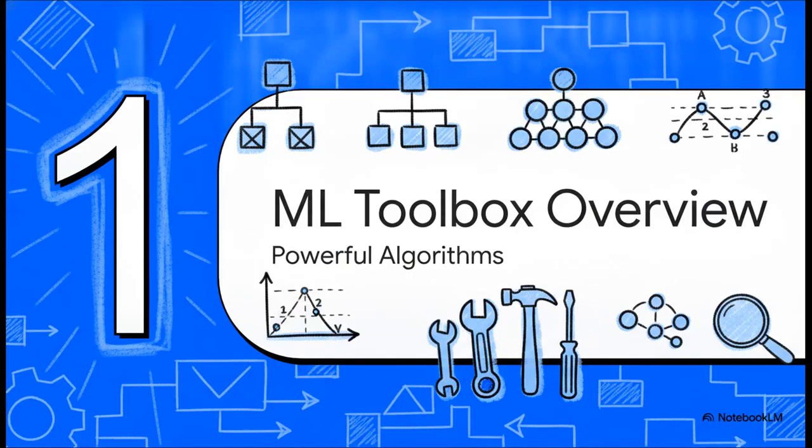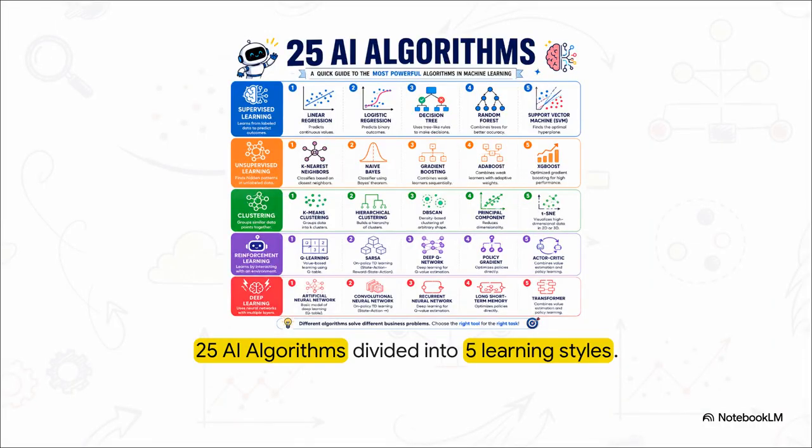All right, Section 1, the Machine Learning Toolbox, a quick guide to the most powerful algorithms. And this brilliantly illustrates the whole shebang at a glance. Notice how beautifully this incredibly complex field can actually be organized. We've got 5 distinct, color-coded learning styles running down the left side there, and a total of 25 specific tools spread across the board. Every single icon you see represents a real mathematical engine driving today's technology.